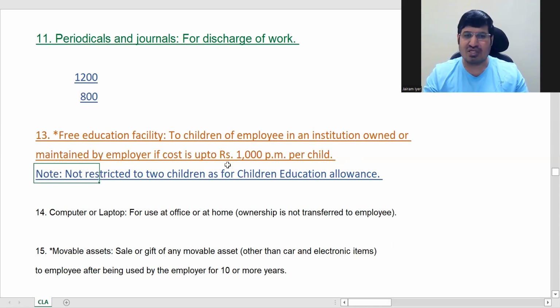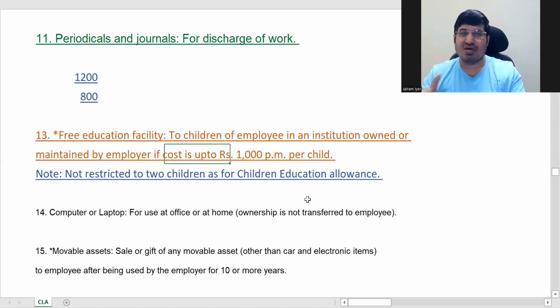Then if his cost is up to 1000 per month for any number of children, ठीक है? And आपके पांच बच्चे हैं, तो for you it will be 5000 per month, ठीक है? For each child basically, हर child का आप देखेंगे, okay? Right? So for five children means you will get 1000 five times.